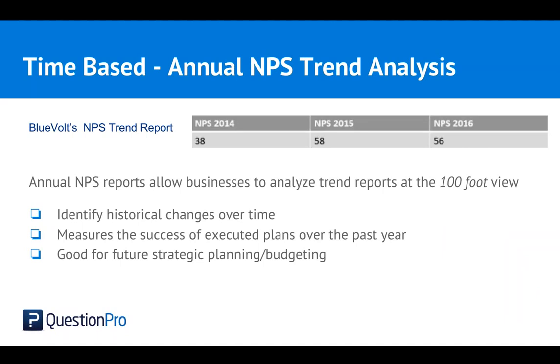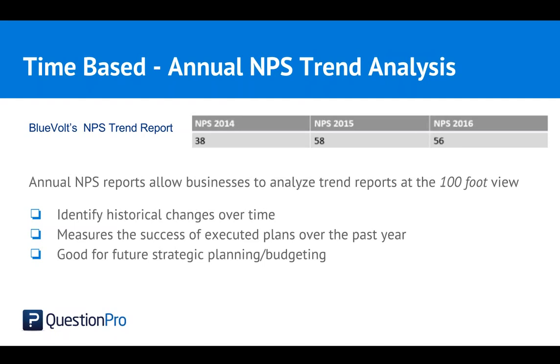So again, the NPS is a great question, a tool to use, not just right away, but over time. This is an example of an NPS that's been going on for the last 3 years. So you can see, with an annual NPS, it allows you to analyze the trend report at what I call the 100-foot view. The 100-foot view allows you to step back, see where you are going, identify significant changes over time, and also measure the success of any executed plans that you've done over the last year, and have the NPS validate whether or not you're doing anything good or not good.